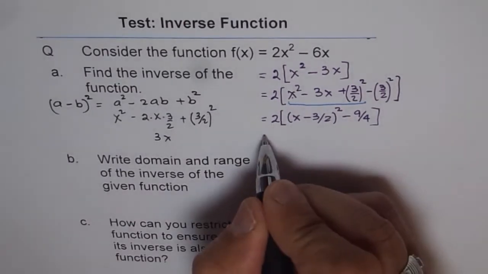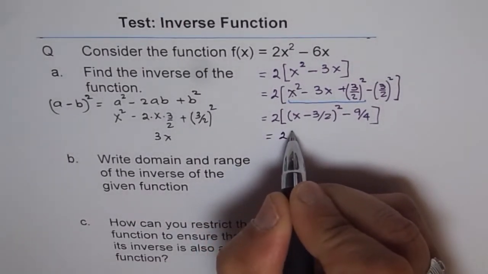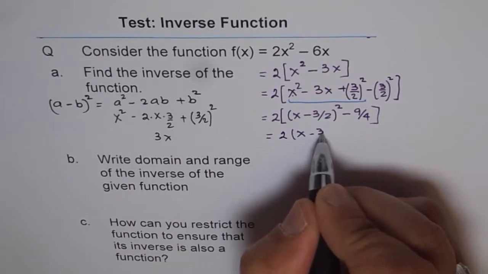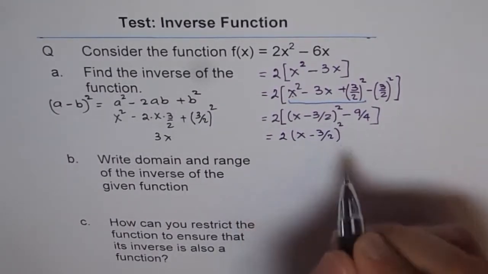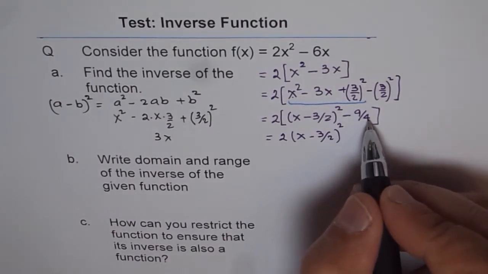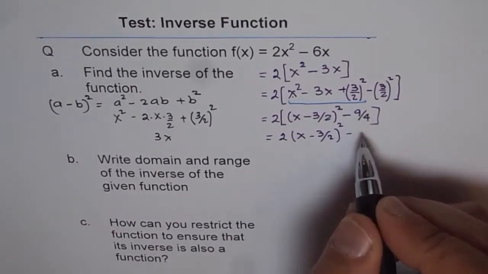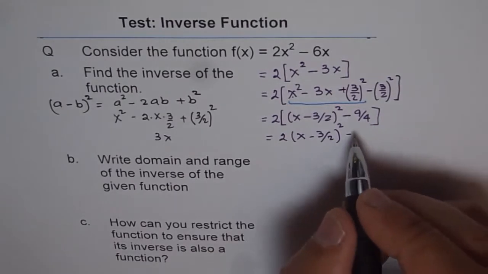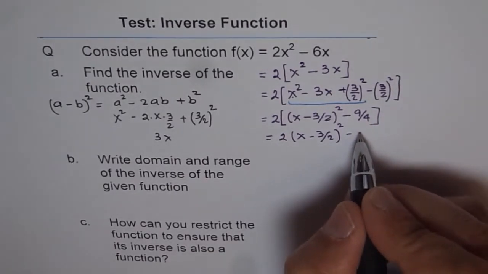That means open the brackets, use the distributive property, and write down the function in the form of vertex form, right? So here 2 times 9 is 18, or you can divide by 4. So we get 18 divided by 4. Let's write it in fractions. So you can write this as 9 over 2.